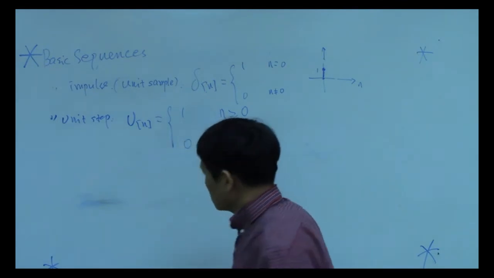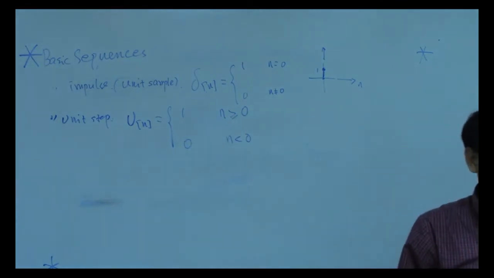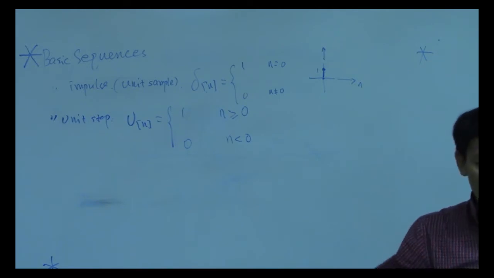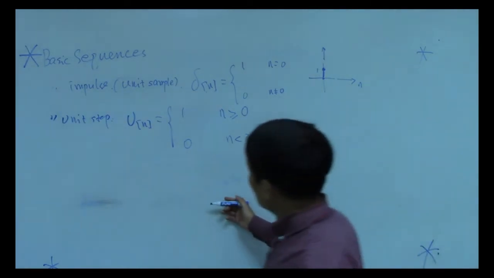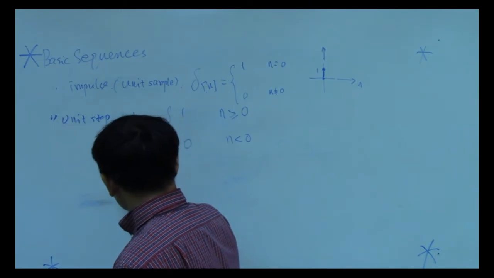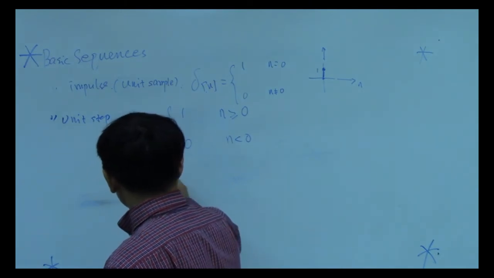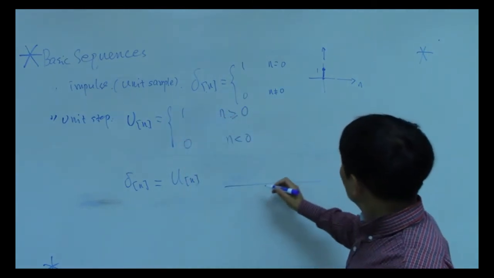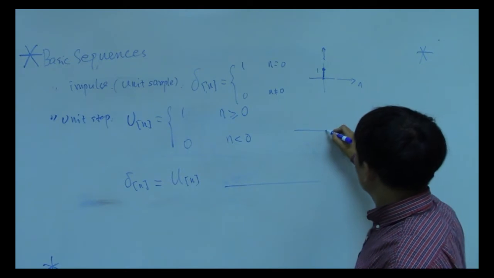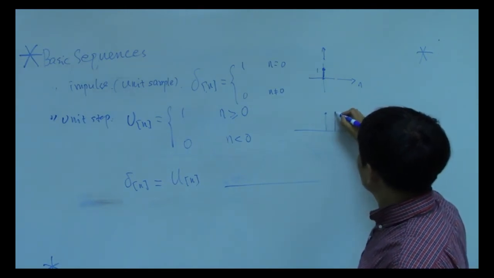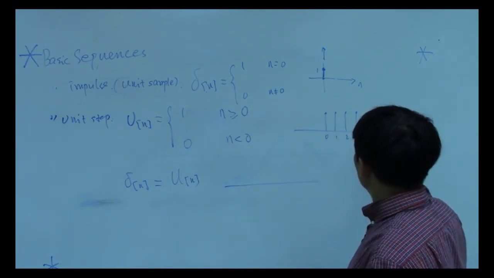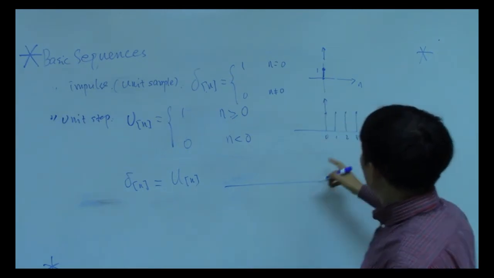Here, almost the same thing, but we don't have the concept of differentiation and integration. Instead, we have a difference and accumulation, or summation. So what is δ[n] related to u[n]? Look at this. What is u[n]? Let's draw u[n]. u[n] is this one here, here, here, and so on. 0, 1, 2, 3, 4. This is u[n].